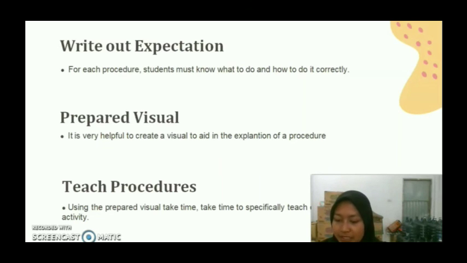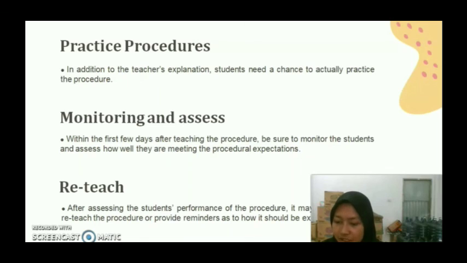The fourth is practice procedures. In addition to the teacher's explanation, students need a chance to actually practice the procedures. For example, after teaching students how to properly enter the classroom, have them line up outside the door and act as if they are just arriving. Students should be able to demonstrate the correct procedure. They also enjoy having fun with this process by showing the example and, once mastered, being able to perform the non-example.